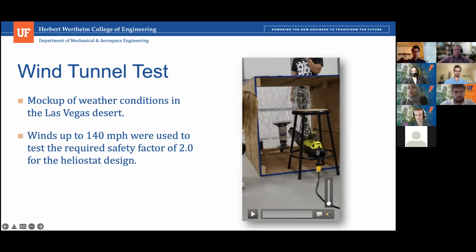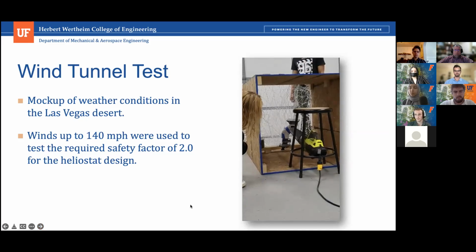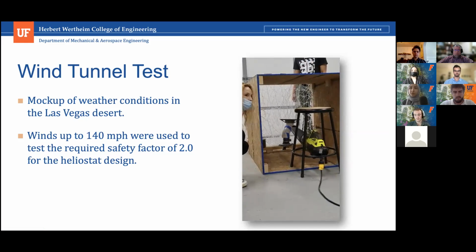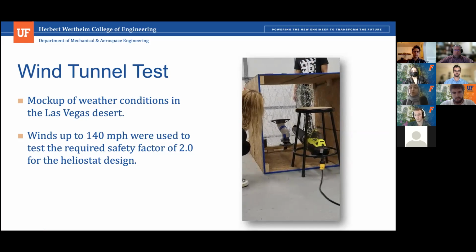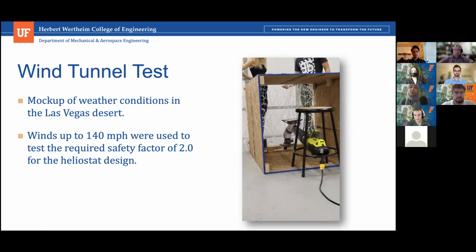So after we nailed down the structural aspect of our design, we went ahead and tested it to make sure that we meet the design requirement listed in the customer needs statement, which is that the design is fully operable in the target installation site, which is Las Vegas, at a required factor of safety of 2. And so we conducted this test for the static version of the full scale heliostat.